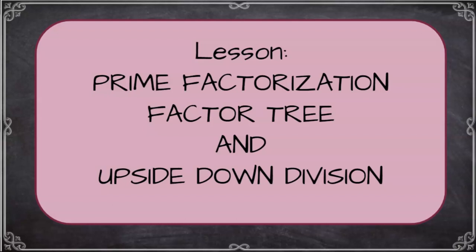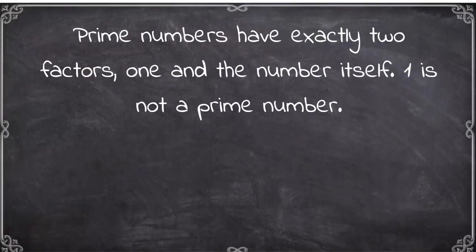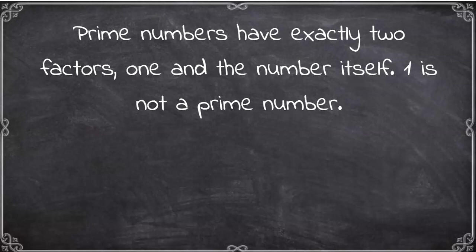In this video, we're going to discuss prime factorization using two methods. So let's discuss prime numbers first and what they are. Prime numbers are numbers that have exactly two factors, one and the number itself. And by the way, one is not a prime number. It is neither prime nor composite because one only has one factor. So prime numbers have two factors.